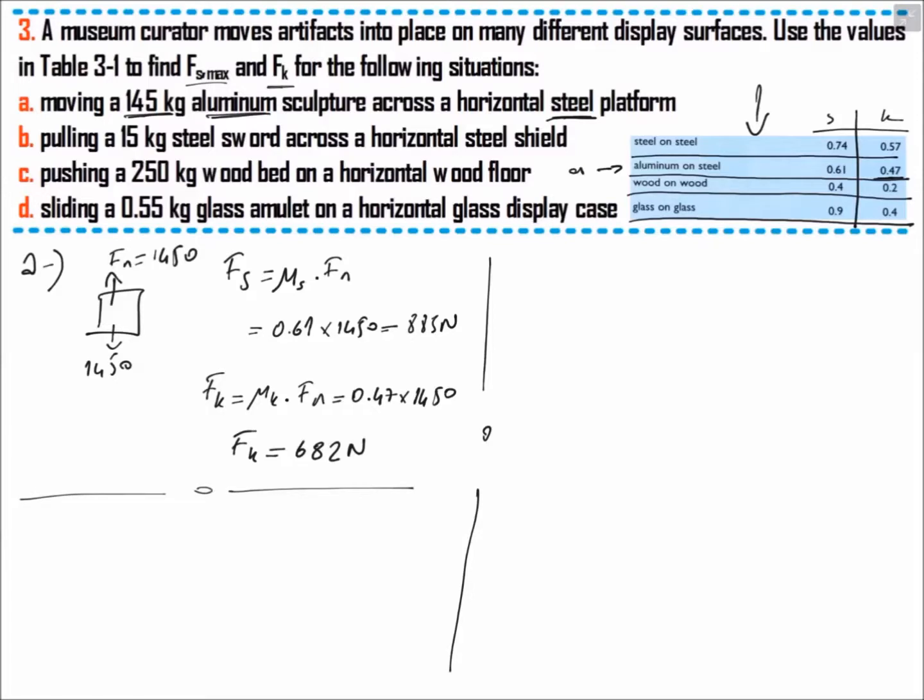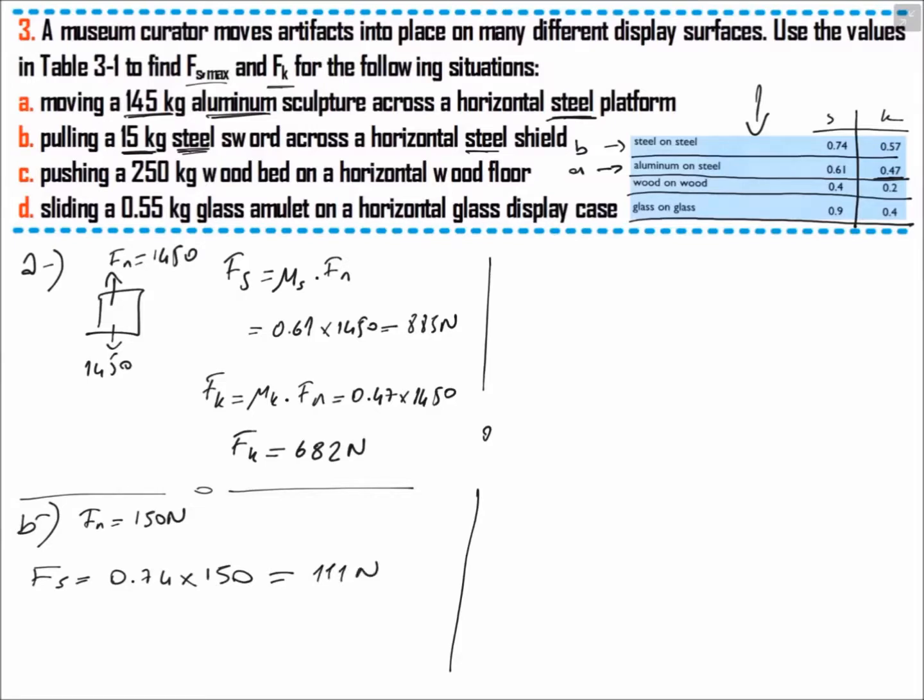And now I'm gonna calculate the B. And at the B, pulling 15 kilograms steel on a steel. So this stands for the B. So we have different Fn here. Fn in this question is 15 kilograms. That means 150 Newton, we can say directly. So Fs equal mu s times Fn. For the B, mu s is 0.74 times 150.